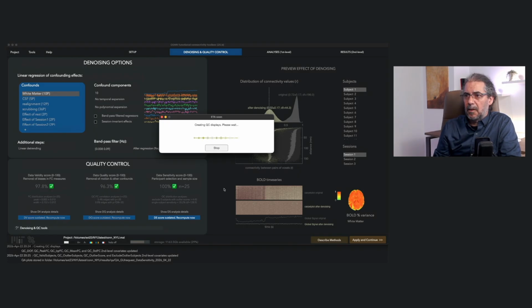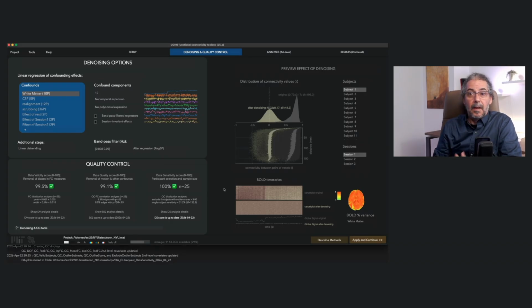First, data sensitivity score doesn't change, it's still 100%, perfectly fine. Then data quality score increases to 99.1%, so this is a great change. It has increased a lot with a relatively small change. And data validity score has also increased to 99.5%. So this will be a perfectly fine place to stop.